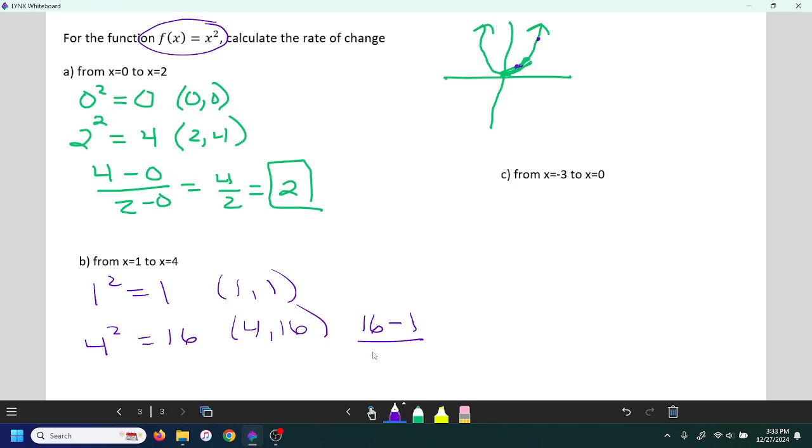So subtract the y's, subtract the x's. I got a little ahead of myself there. So the x values are 4 and 1. So then 4 minus 1 is 3. And 15 over 3 is 5.